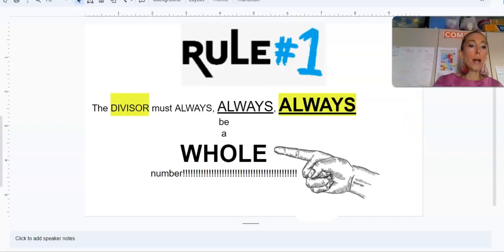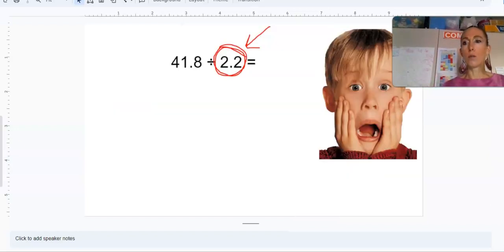It's okay. Remember, the rule is the divisor must always, always, always be a whole number. So don't worry. Let's just move that decimal. Okay, let's do one more together.